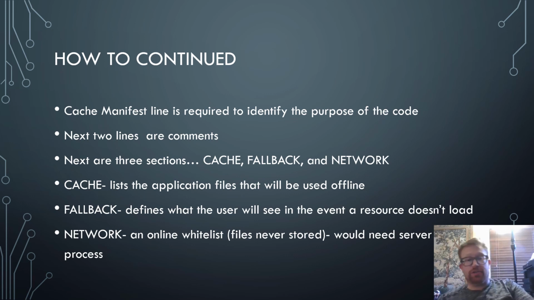Then there are three sections: the cache, the fallback, and the network. The cache lists all of the files that are needed to operate offline, and the fallback determines what the user will see in the event a resource doesn't load. And then lastly is the network. This is a whitelist of files that are never stored and would need the server in order to process them. This is optional.